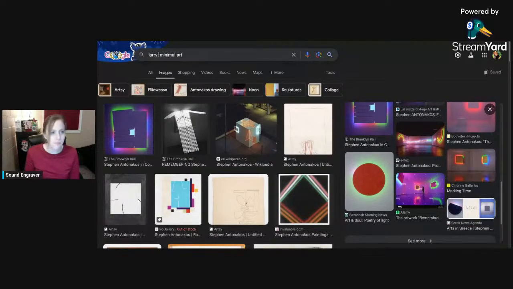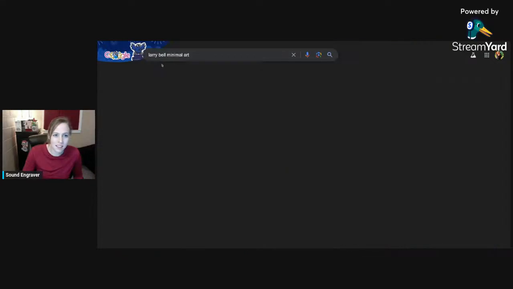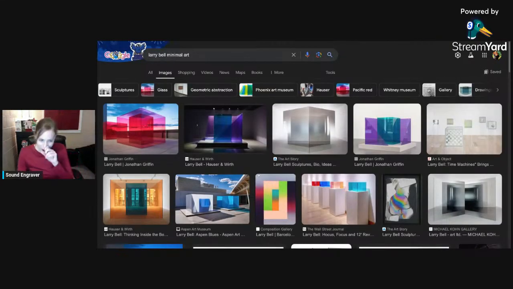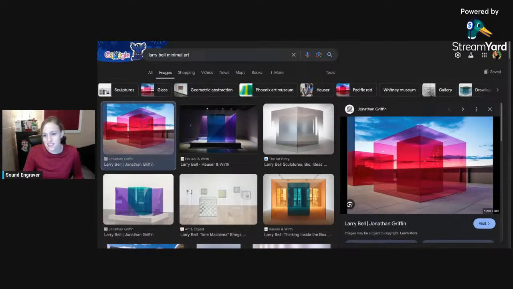Okay, Larry Bell. Let's take a look at him. I actually like his stuff. Would I call it art? Again, let's take a look. Okay, so I like this. I think this looks cool.